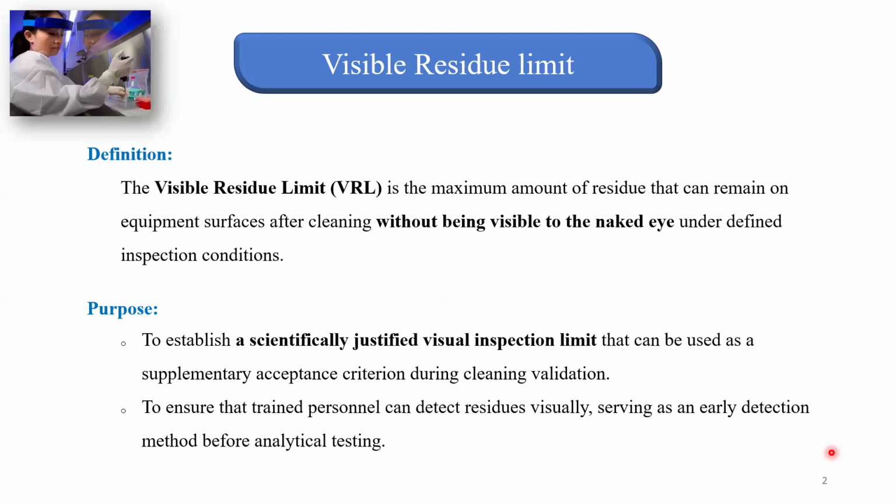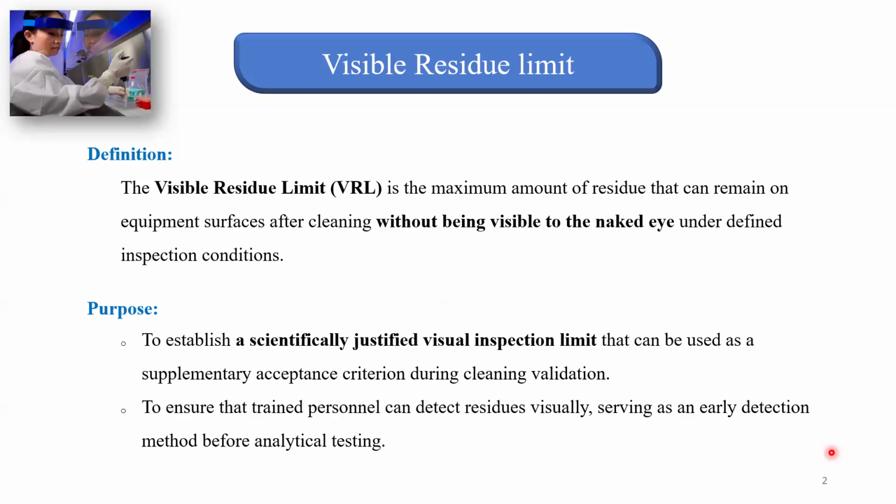Now let us understand what exactly the visible residue limit, or VRL, means. The visible residue limit is defined as the maximum amount of residue that can remain on an equipment surface after cleaning, which is still not visible to the naked eye when observed under predefined inspection conditions. Here, two points are very important. First, the residue should not be visible without using any instrument. Only normal human vision is considered. And second, the inspection conditions such as lighting, distance, and surface type must be clearly defined and controlled.